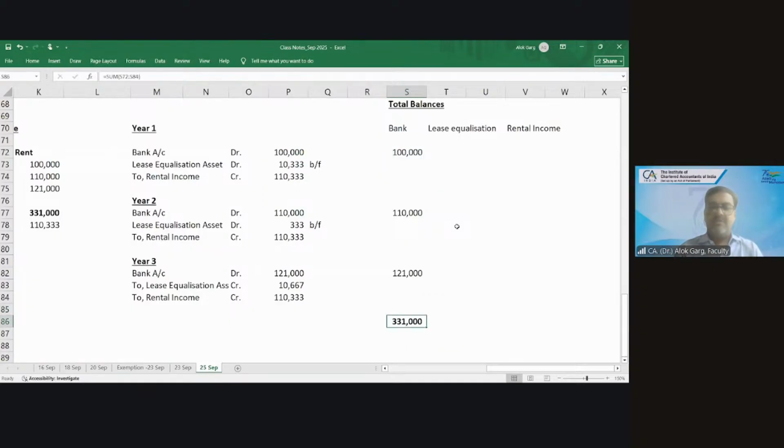3,31,000. So 331. Technically this should be my rental income. Yes or no? Technically तो यही होना चाहिए ना? Right. Rental income. How much I have recognized?